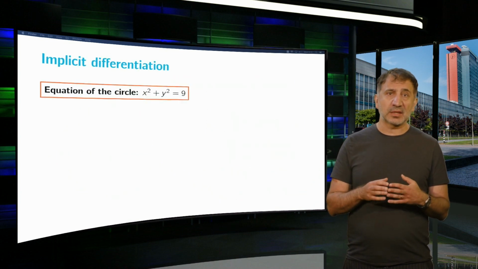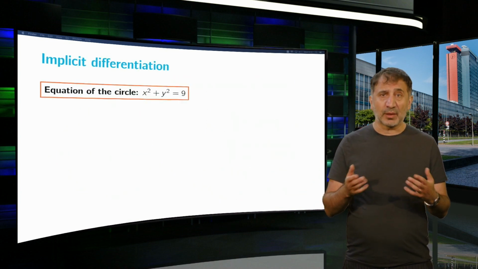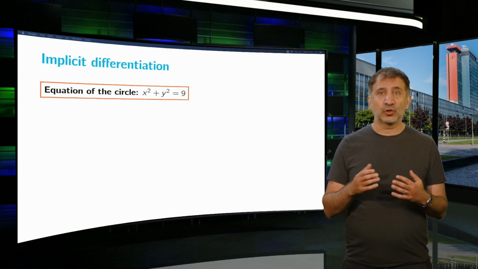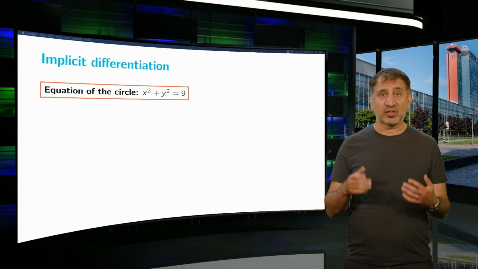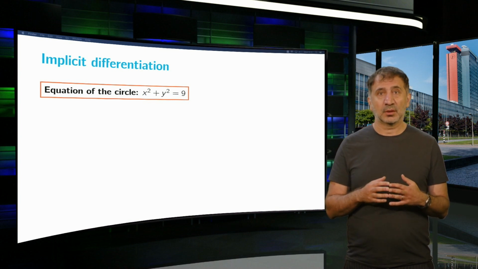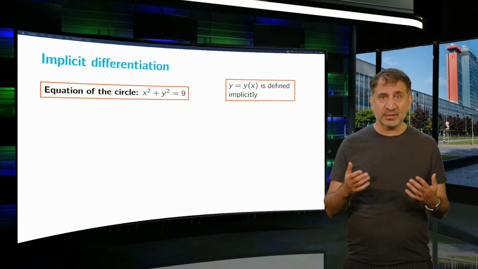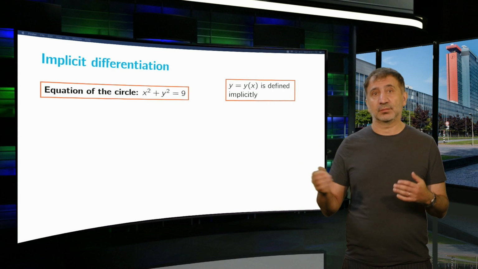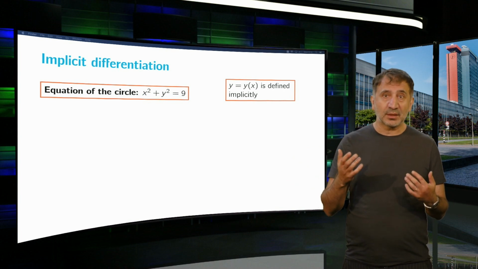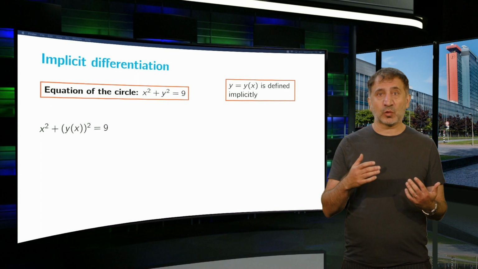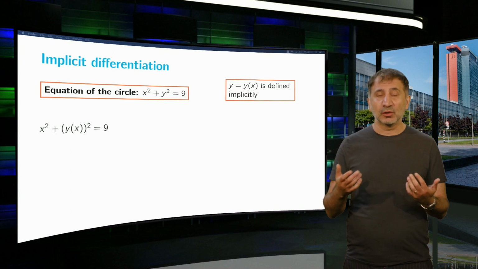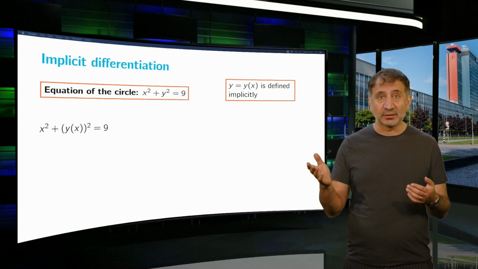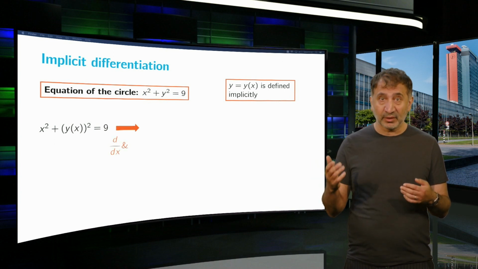We go back to the example of the circle. We are now going to find a formula for the derivative without actually determining explicit formulas for the function y of x first. Suppose that y of x is implicitly defined by the equation x squared plus y squared is equal to 9. So y of x is a function that satisfies x squared plus y of x squared is equal to 9. If you look at this, everything is a function of x. So we can take the derivative with respect to x.